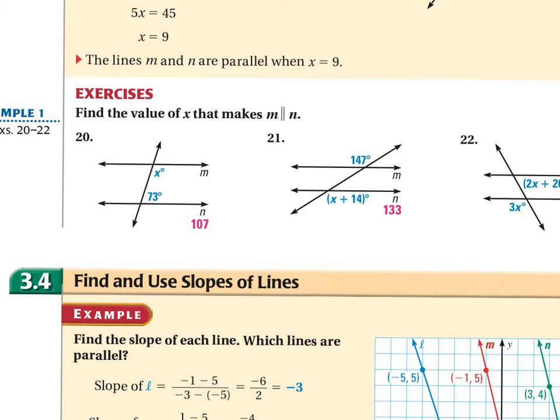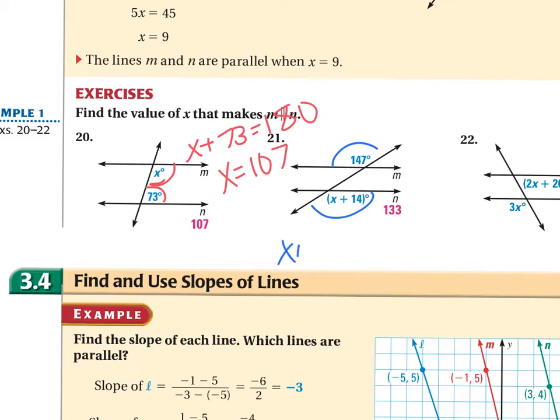If m is parallel to n, then these two are consecutive interior, which means they're supplementary. So x plus 73 would equal 180. Subtract that 73 and x would equal 107. For 21, these are alternate exterior. So if the lines are parallel, then those would be equal to each other. 133.